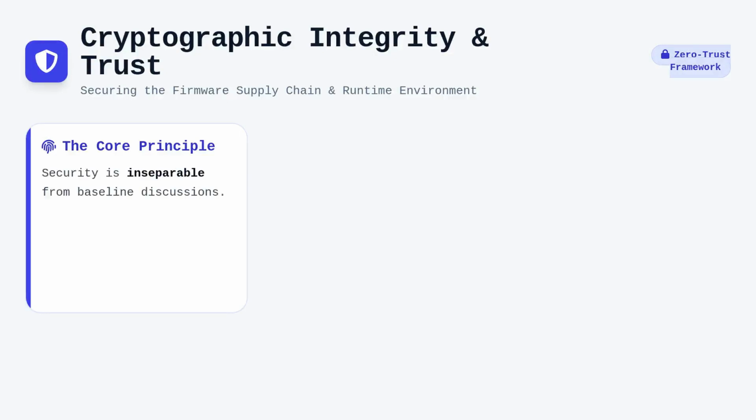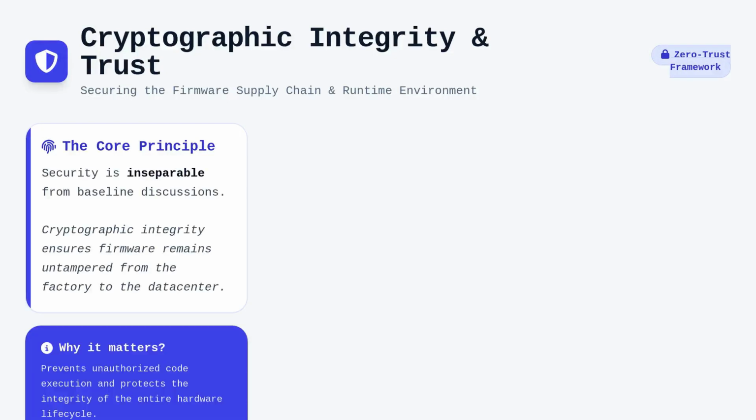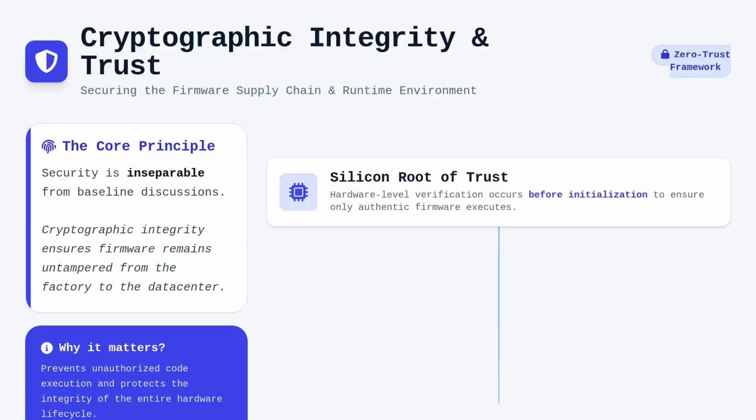Security is an inseparable component of any baseline discussion, especially concerning cryptographic integrity. Firmwares must be verified against their cryptographic baselines to ensure the code has not been tampered with throughout the supply chain or during transmission. This aligns with the silicon root of trust, where the hardware verifies the firmware before initialization, ensuring that only authentic, signed firmware executes on the processor.